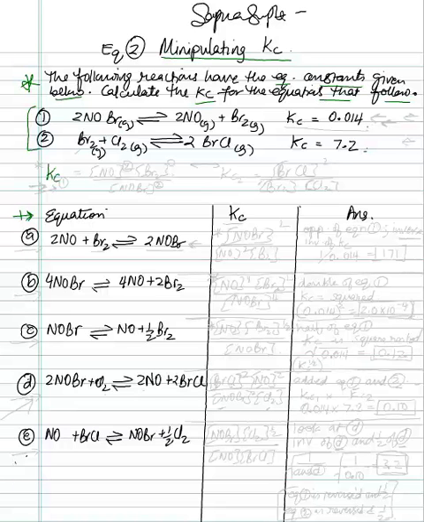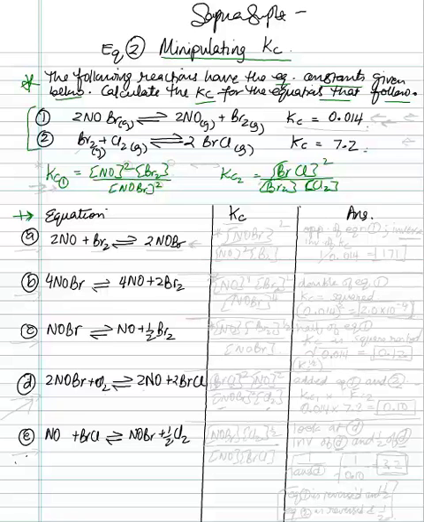Okay, so Kc1 is for the first equation, and this would be NO squared times Br2 divided by the concentration of NOBr squared. Okay, that is for the first equation, and Kc2 for the second equation is BrCl squared divided by Br2 and Cl2. The reason I wrote this is because later on when you manipulate these equations, hopefully you will see how things are inversed, although I will explain how we did things anyway.